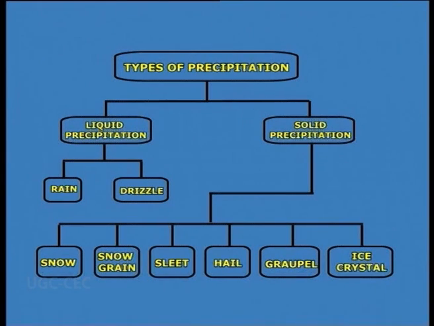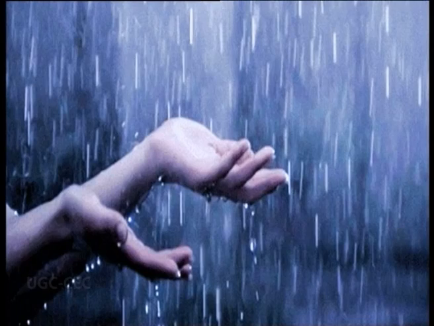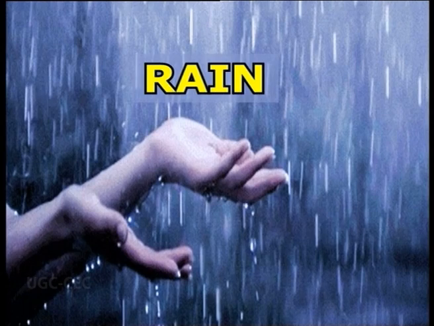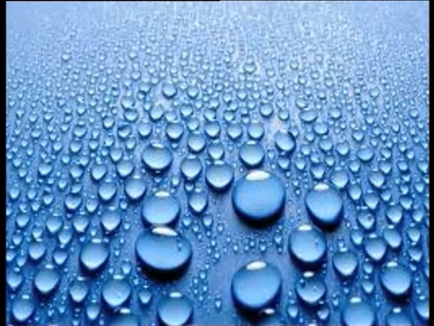Let us start with rain, the first. Rain is a liquid water precipitation in the form of droplets that have condensed from atmospheric water vapor. It is a precipitation with diameter greater than or equal to 0.5 millimeter. Most of the atmospheric precipitation occurs as rain.